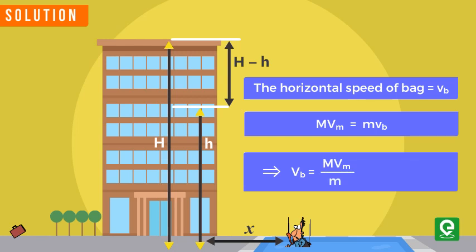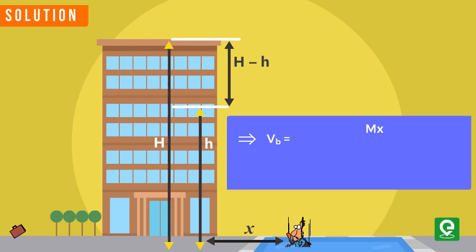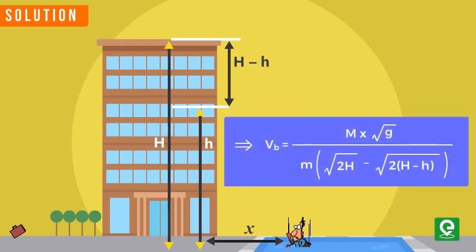Substituting the value of Vm calculated earlier, we get Vb equal to capital M into x divided by small m into t1 minus t2. Now, substituting the values of t1 and t2, we get the speed of the bag equal to capital M into x divided by m into square root of 2 times capital H by g minus square root of 2 times capital H minus h by g. Simplifying this expression, we get the velocity of the bag. This is the answer to the first part of the question.